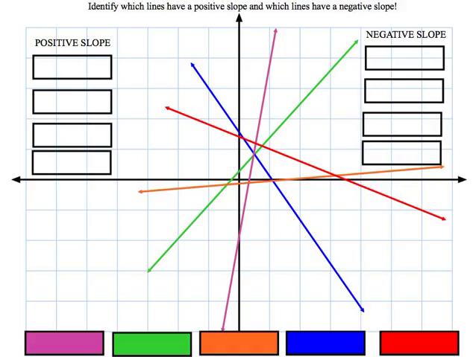So if we start with the red line, the red line starts over here in the second quadrant. It comes through the first quadrant, and then it goes over here into the fourth quadrant. So the red line goes in the general direction of the second quadrant to the fourth quadrant. So the red line is going to have a negative slope.